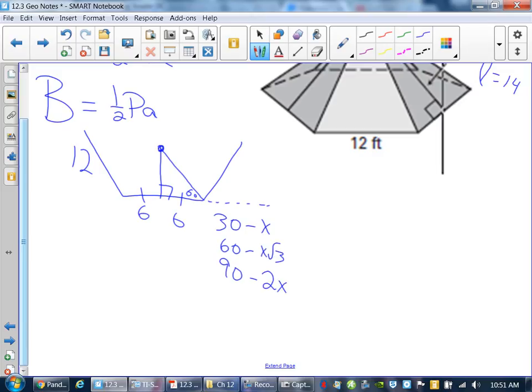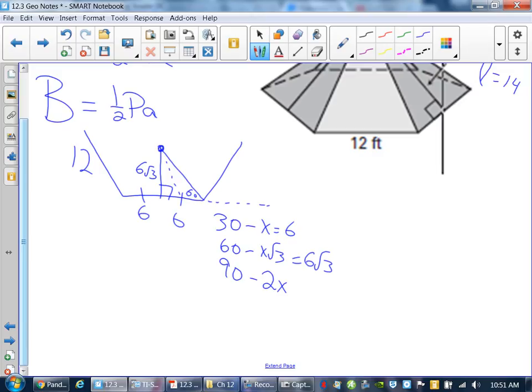Do you have to use 30, 60, 90, or could you use tangents? You can use whatever you want. Honestly, I would suggest going this route because it's quicker. Okay. Now you know across from which angle? Which is 6, which means that is 6, which makes your apothem 6 root 3. You have 6 sides of 12, that gives you your perimeter.